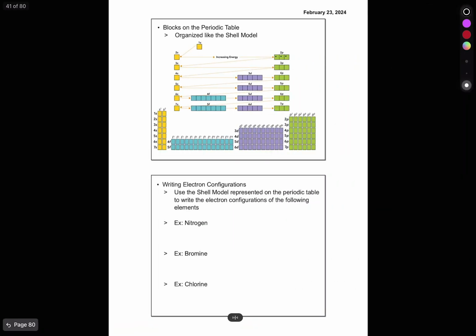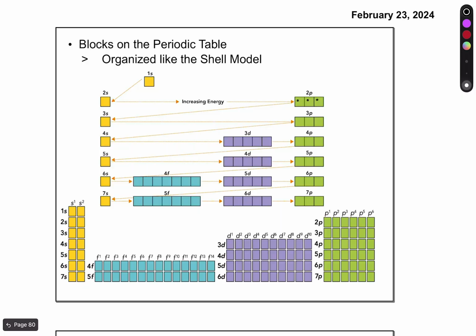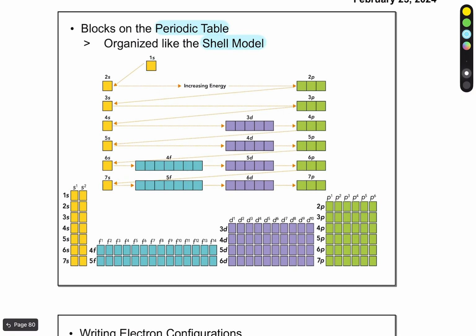So that being said, let's talk about how the periodic table is organized. We've learned that the shell model is a really effective tool for illustrating electrons in the atom. Now, the shell model actually mirrors the periodic table. The way the periodic table is organized is the same exact way the shell model is organized. In the shell model, I've got all of my 1s blocks on the left-hand side. The same thing is true for the periodic table. Groups 1 and 2 on the periodic table are referred to as the S block.